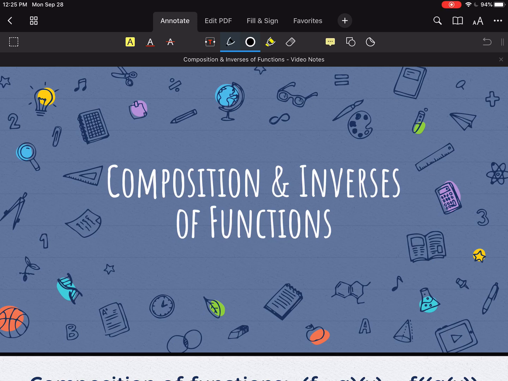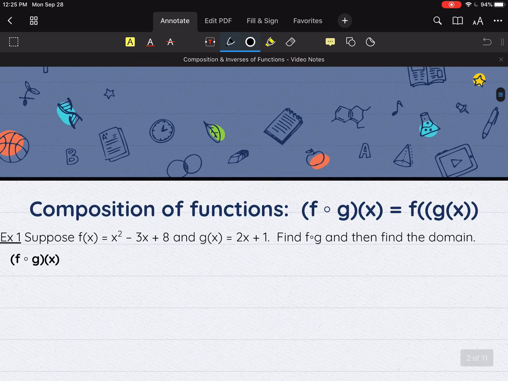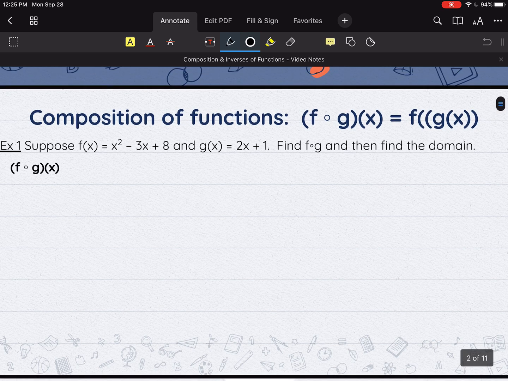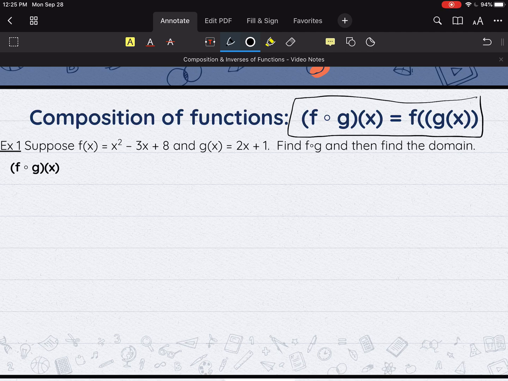So today we're going to look at composition and inverses of functions. Composition of functions has this notation. They both mean the same thing, and you'll see problems presented to you in both ways. You just have to remember that they both mean the same thing. What this means is that I'm going to take the inside function, in this case g of x, and I'm going to plug it in for all the x values in my f function.